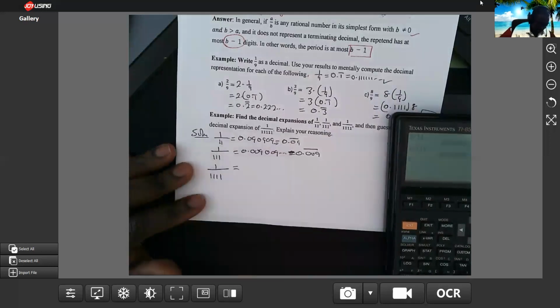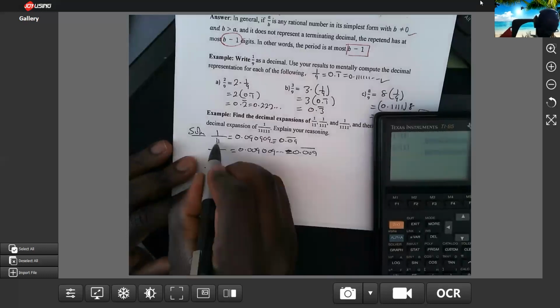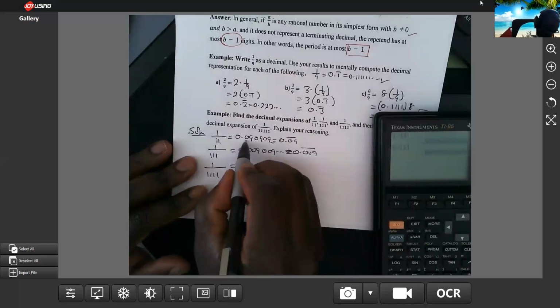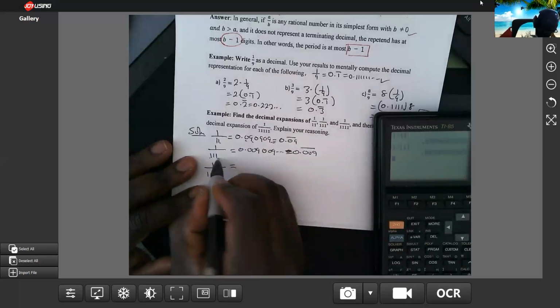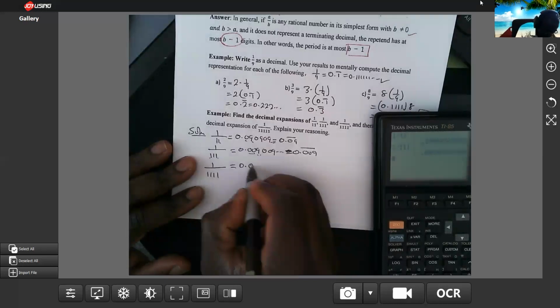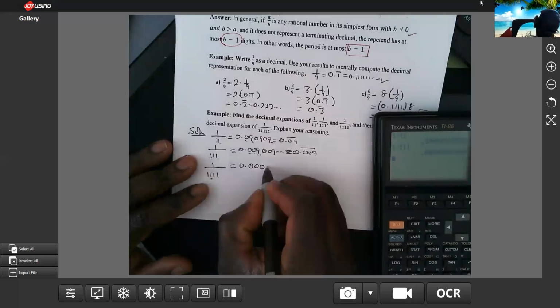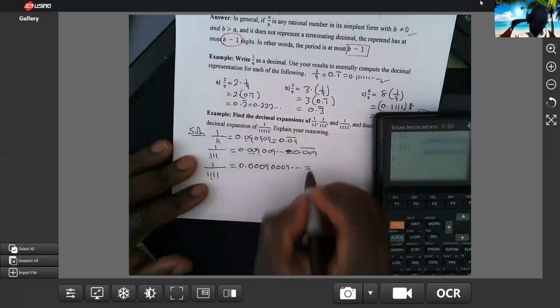And also 1 over 1111, that's 4 ones. What do you think that will be? Can you guess? With 2 ones you get 1 zero and then 9. With 3 ones in the bottom, 2 zeros and then 9. So this would be 0.0009, because there are 4 ones, and you're going to repeat like that.